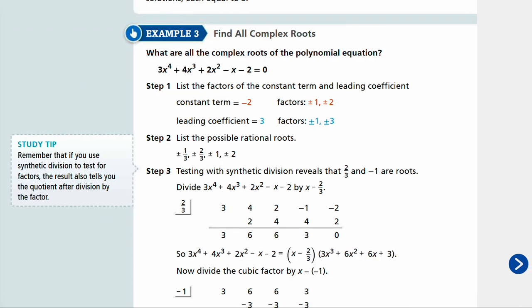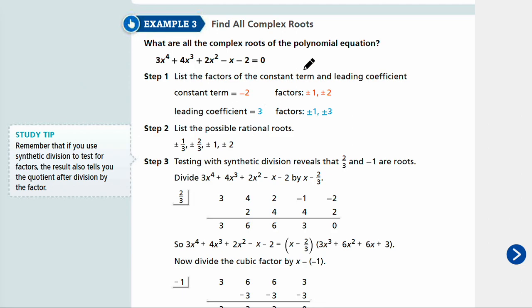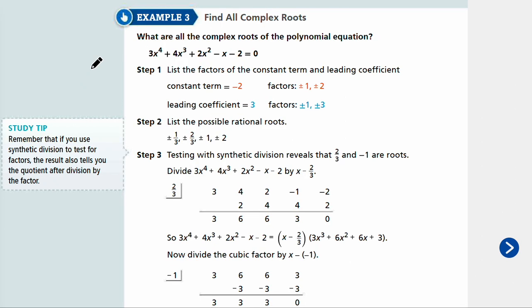Find all complex roots. What are all the complex roots of the polynomial equation? Let's look at this polynomial: 3x to the fourth plus 4x cubed plus 2x squared minus x minus 2 is equal to 0. And now we know that the degree is 4. We know there are exactly 4 different or same roots. And they could be repeated, or they could be real or imaginary roots. And it could be complex, right?